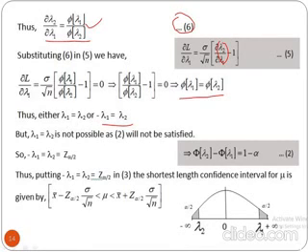But we cannot take lambda 1 equal to lambda 2 because this is the condition on which we are minimizing, finding the shortest length. In this condition, if we take lambda 1 equal to lambda 2, then this value will become equal to 0, but this cannot be 0. It should be 1 minus alpha, something like 0.99 or 0.95. So this cannot be 0. So we reject this possibility and we go on with the other possibility.